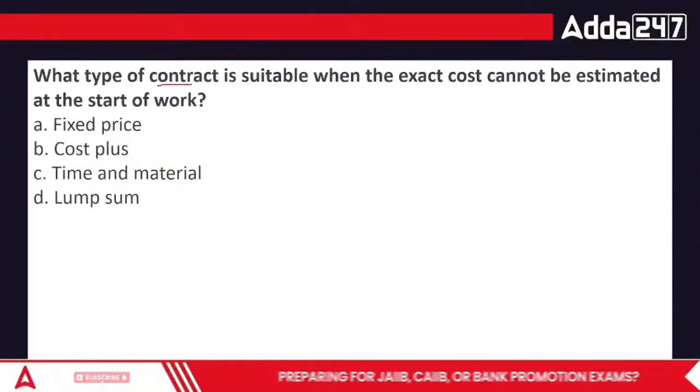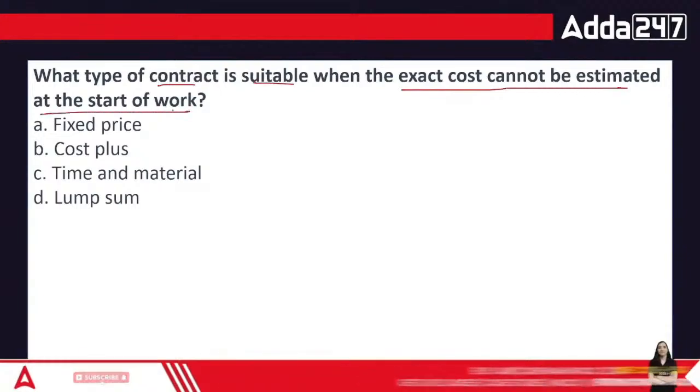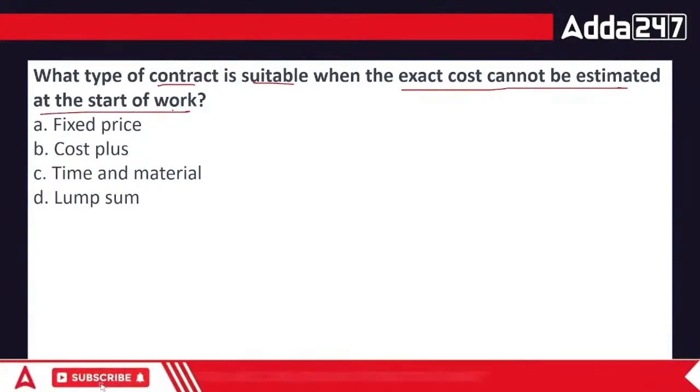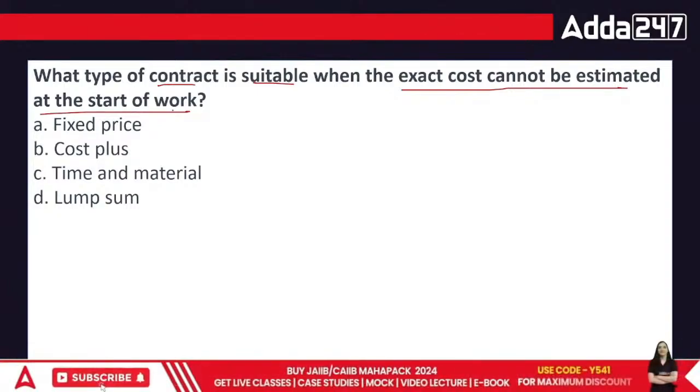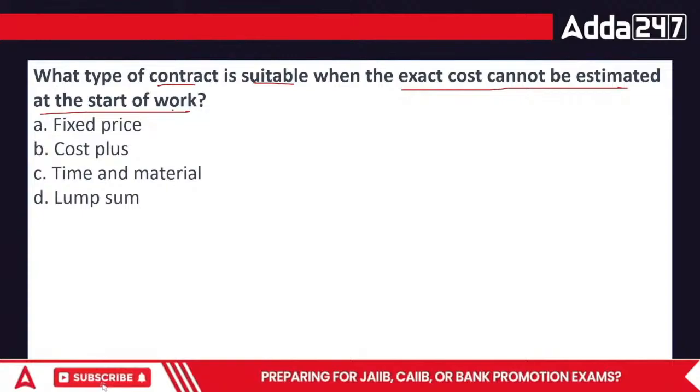What type of contract is suitable when the exact cost cannot be estimated at the start of the work? Sometimes we just cannot find out what would be the cost of it, so that we cannot quote the price, because if I quote the price to you already, then I would be stuck because I cannot charge even a single penny more than that.